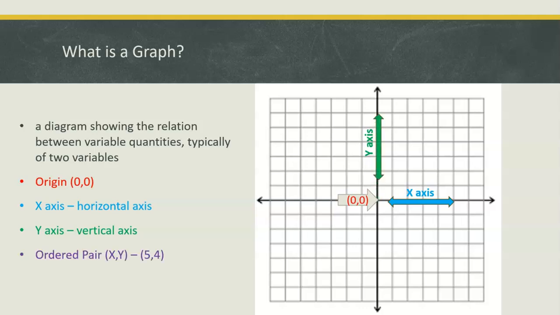An ordered pair is a pair marked x, y. X always comes first and y always comes second. An example would be 5, 4. And here's an example of where it would go.